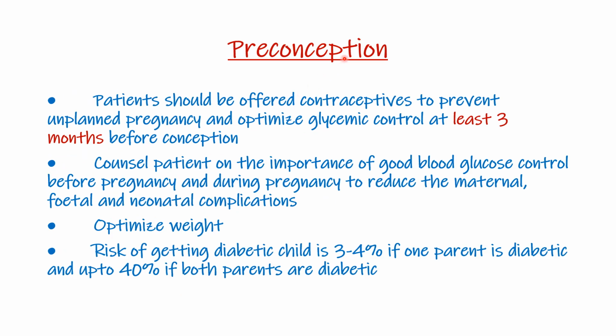So preconception care or preconception management. Patients should be offered contraception at least to prevent unplanned pregnancy, so that the patient can optimize glycemic control at least 3 months before conception. Then you counsel the patient on the importance of having good blood glucose control before pregnancy and during pregnancy, to reduce maternal, fetal, and neonatal complications. In addition, you advise the patient to optimize weight, and the risk of having a diabetic child is 3.3 to 7% if one parent is diabetic, and up to 40% if both parents are diabetic.